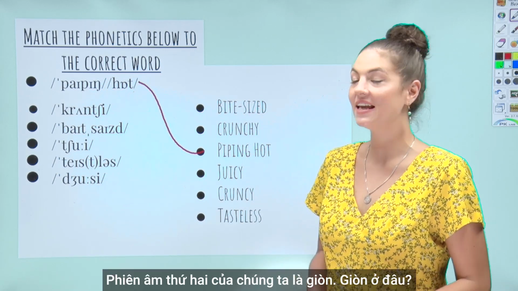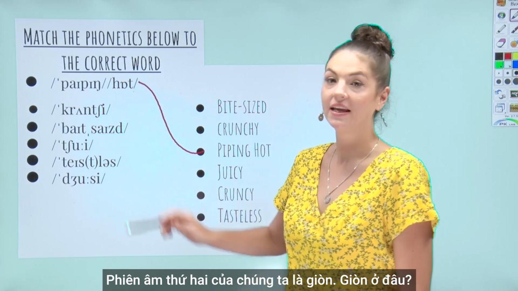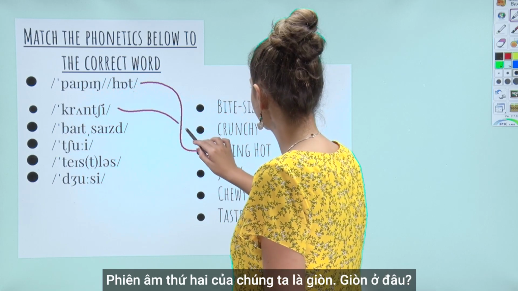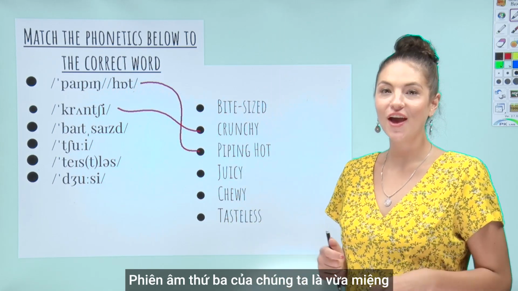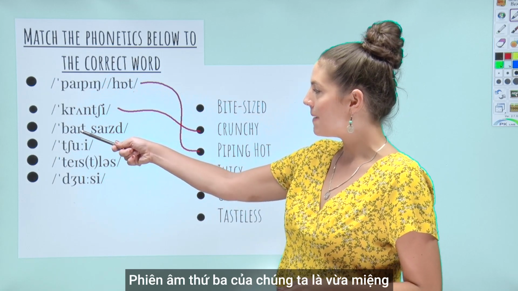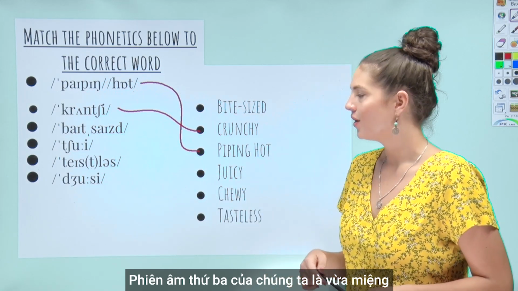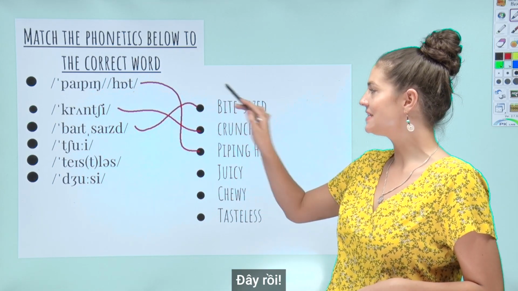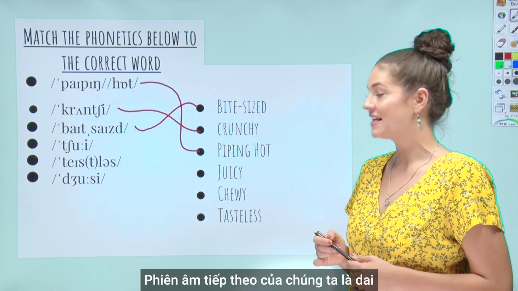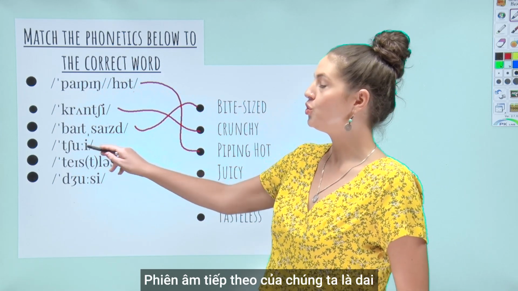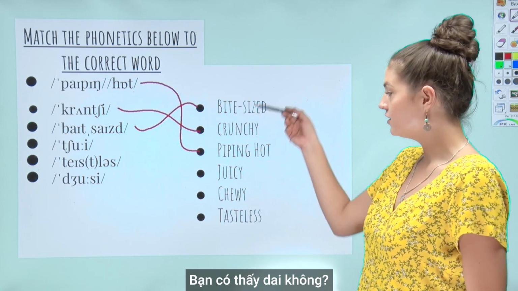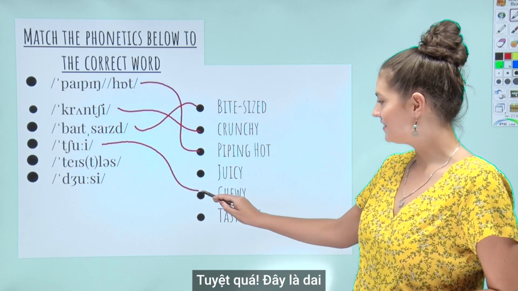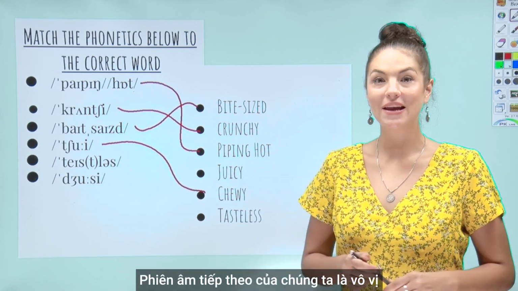Our second phonetic is crunchy. Where is crunchy? Our third phonetic is bite-sized. Where is bite-sized? Here it is. Our next phonetic is chewy. Can you see chewy? Great. Here is chewy.